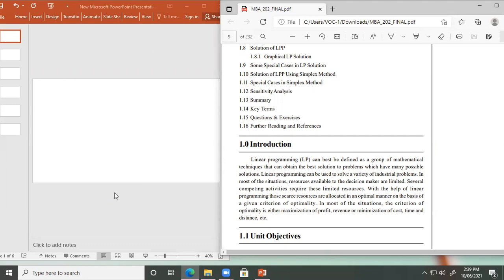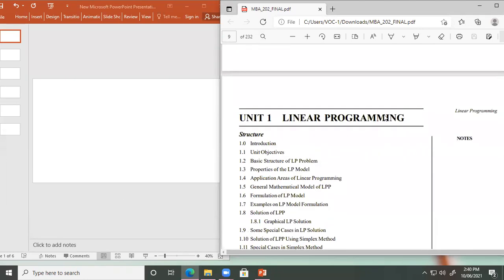Hello students, today we will see MBA subject code 202, Quantitative Techniques in Management. Okay, so the first chapter in 202 is Unit 1, that is linear programming.